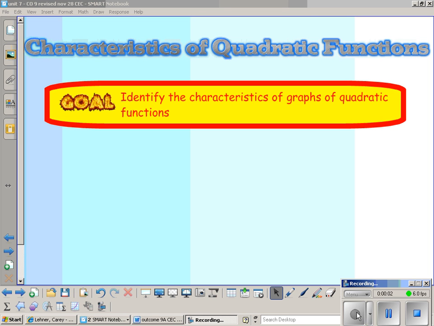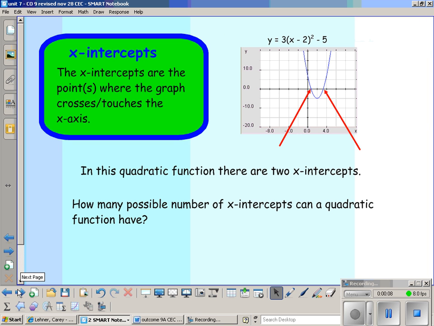In this lesson, we are going to look at some more characteristics of quadratic functions. X-intercepts. These are the point or points where the graph crosses or touches the x-axis. So in this graph up here, you can see that there are two x-intercepts.